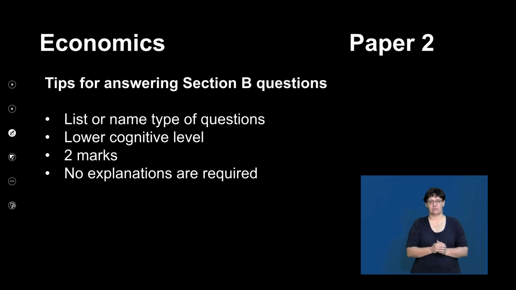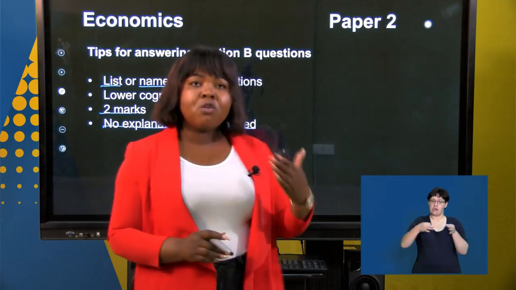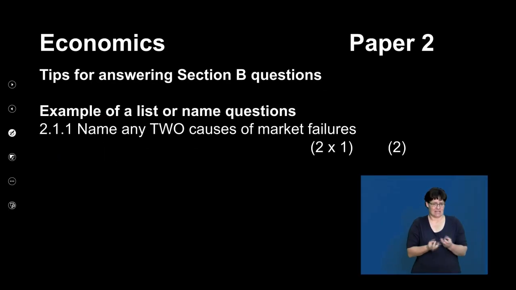Right? When your question 2.1.1 or your question 3.1, your question 4.1, these are the list or name type of questions. These are lower cognitive level, and they normally carry a maximum of 2 marks. There is no explanation that is required there. So when you are asked in the exam to name a particular thing, you need to just name that particular thing. Do not go down and explain, as you earn no marks for explanation.